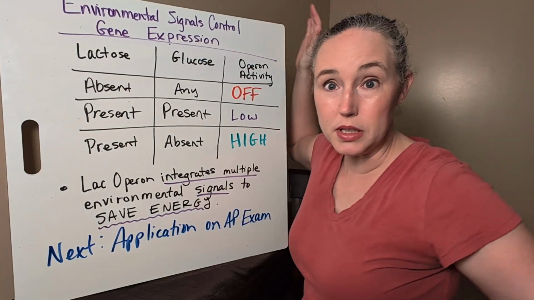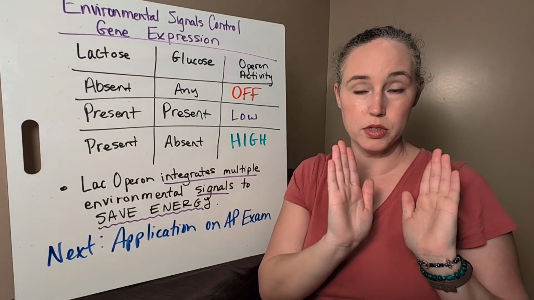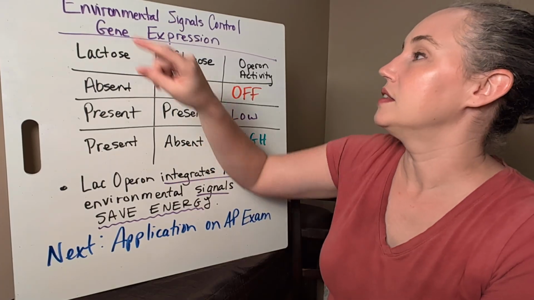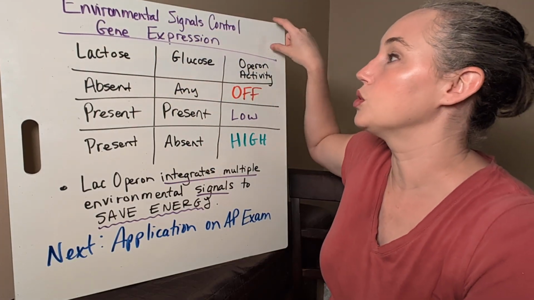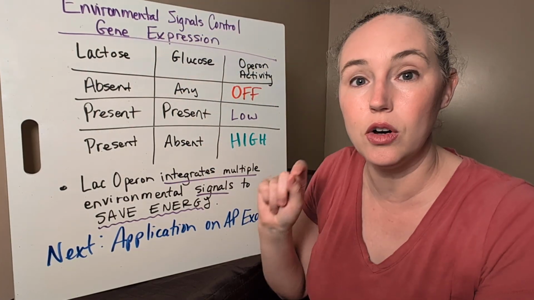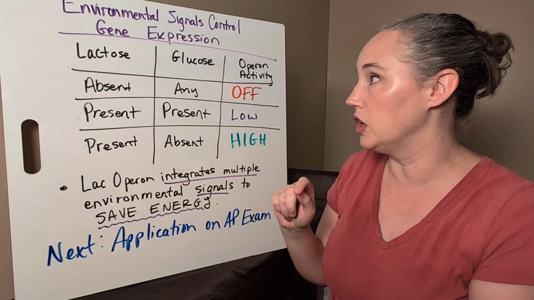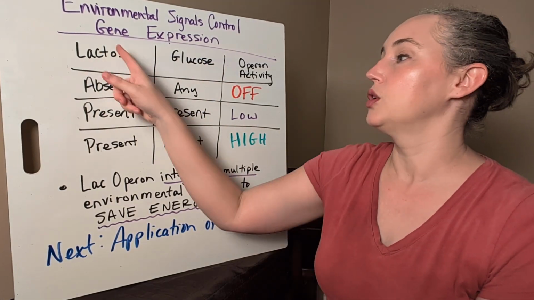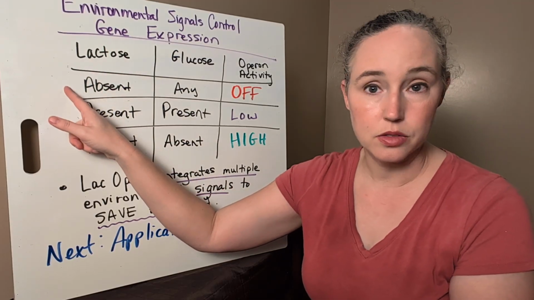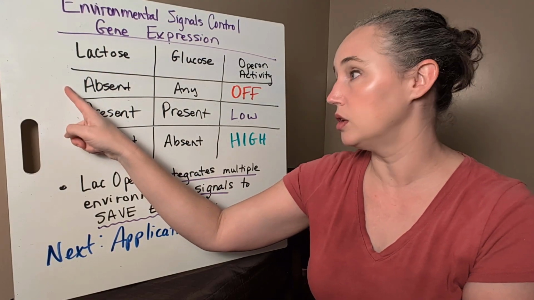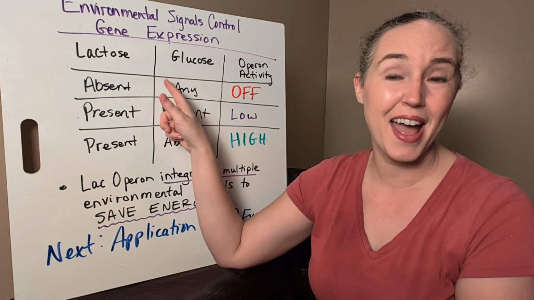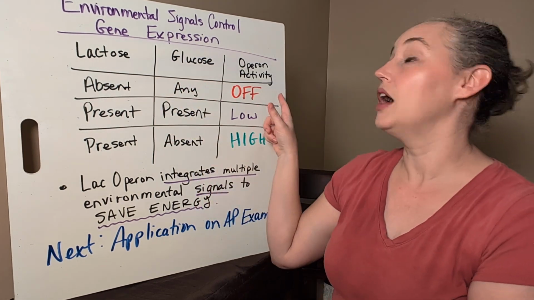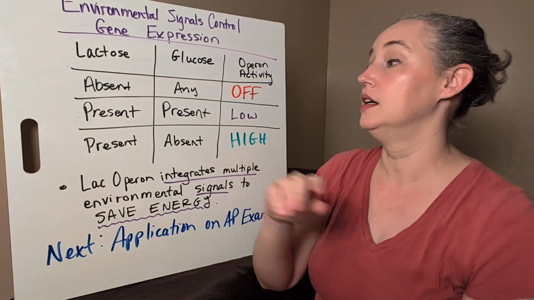So to wrap up and just give a visual summary, the environmental signals that control gene expression in E. coli for the Lac Operon are lactose and glucose. So if lactose is absent, so we haven't drunk any milk, there's no lactose around, and we have any glucose, the operon will be off.